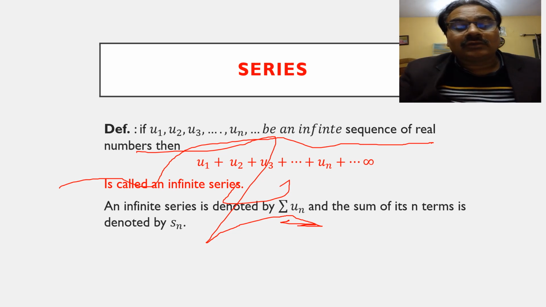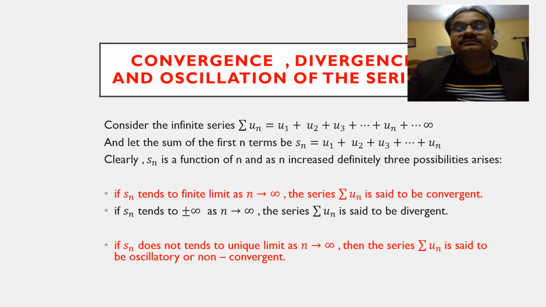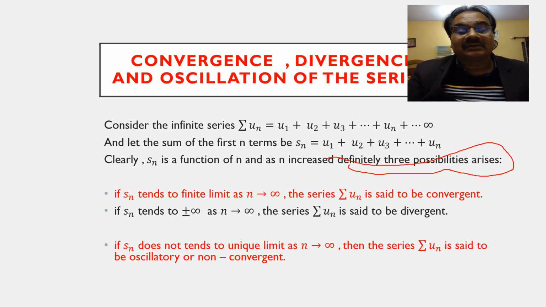So in this way you have already defined the sequence. Now next we have to study the convergence, divergence and oscillation of the series. Consider the infinite series summation of un, that is u1, u2 up to un, and let the sum of the first n terms be Sn. Clearly Sn is a function of n, and as n increases there are three possibilities.